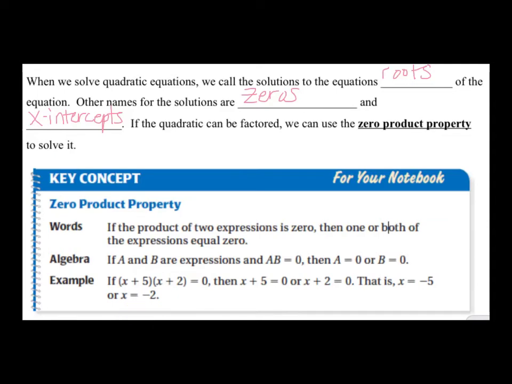Let's take a look at a couple examples. Okay, so the first example, they give us x squared minus 5x minus 36 equals 0, and they ask us to determine the roots of the equation. Remember that roots is another way of saying the zeros or the x-intercepts.